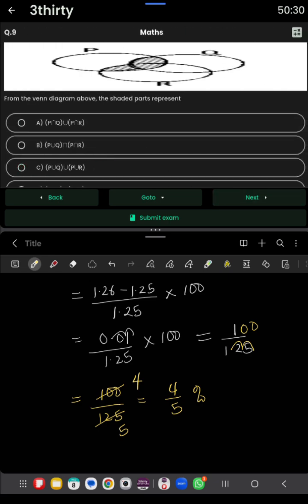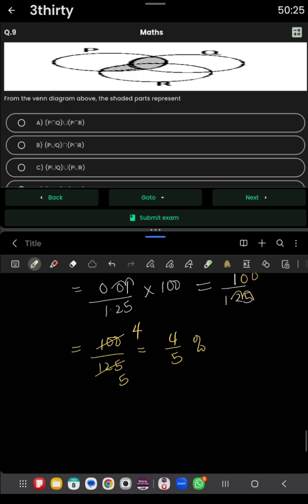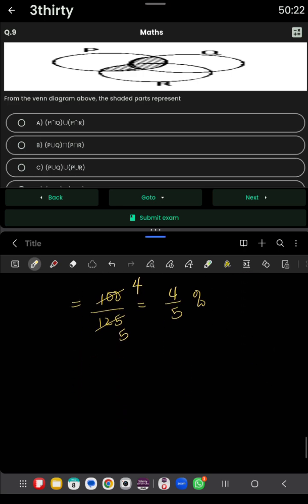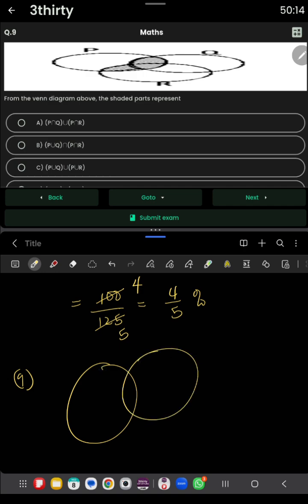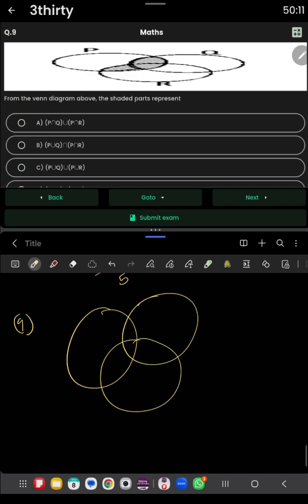Now, for this one, this is a little unclear. This is number 9. So you have 3 circles this way. This is shaded, this is shaded, and this is shaded. So this is P, this is Q, and this is R. So this portion is not shaded. So basically I have P and Q involved in this, but R is not involved.